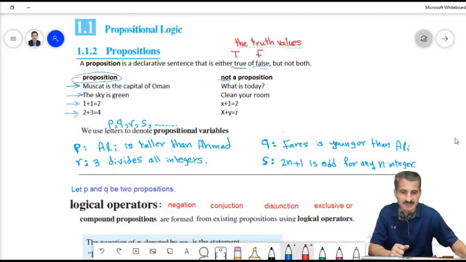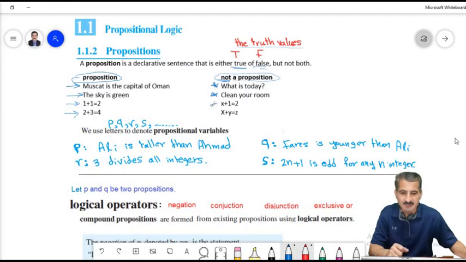These are examples of sentences that are not propositions. What is today? That is a question. We cannot say it is true or false. It is a question. Clean your room. There is nothing true or false about that. So this sentence is not a proposition.